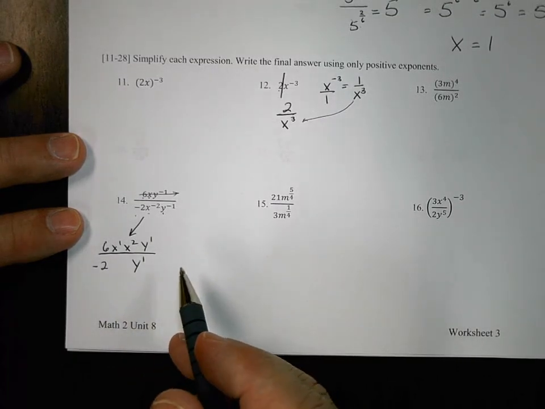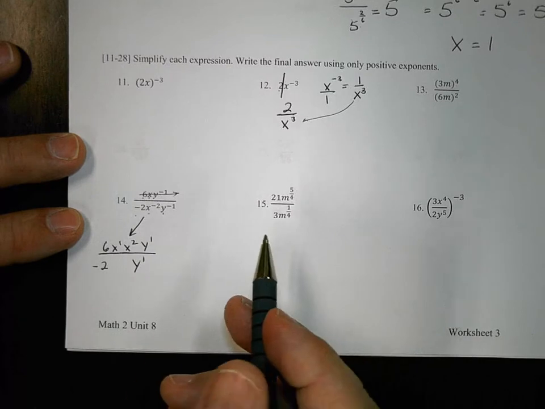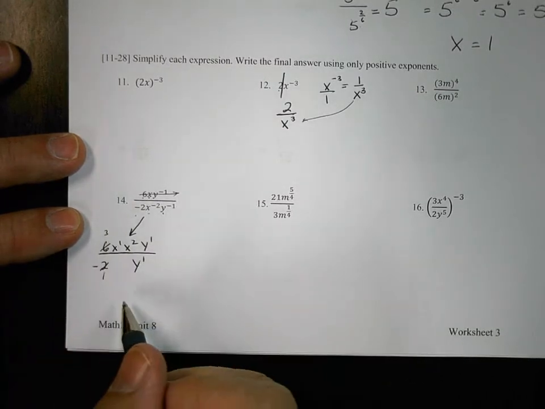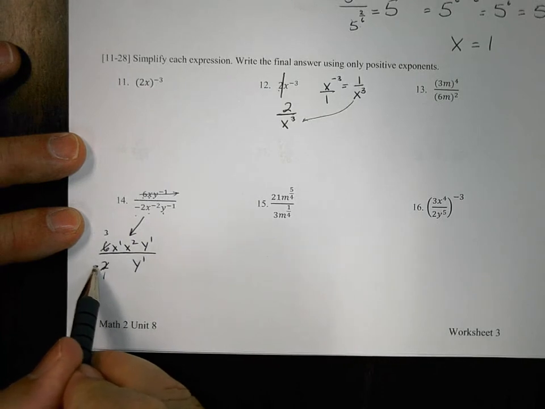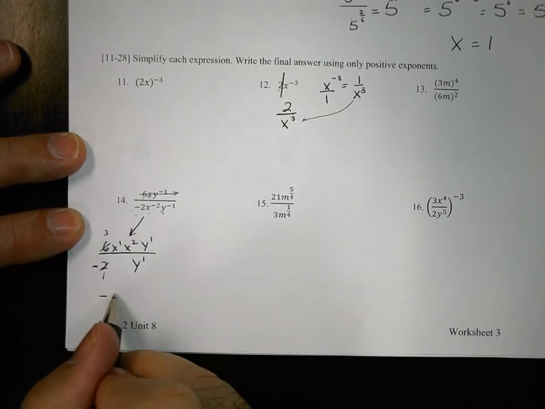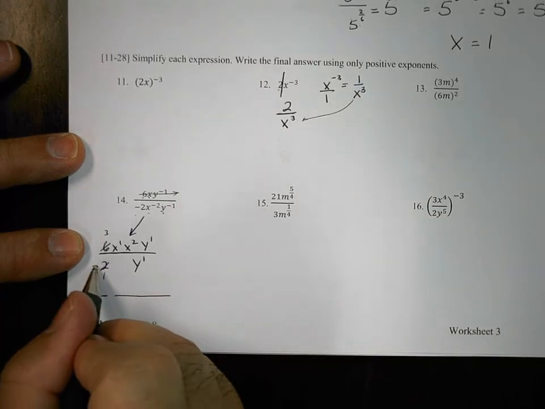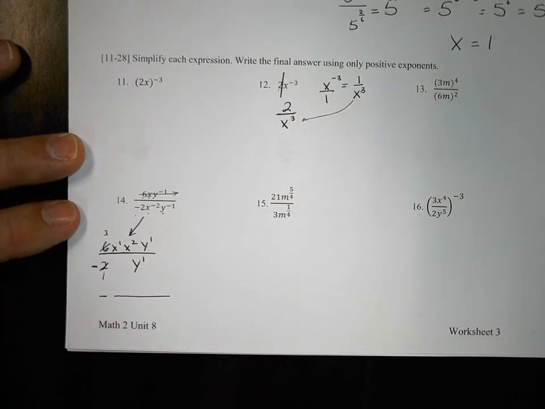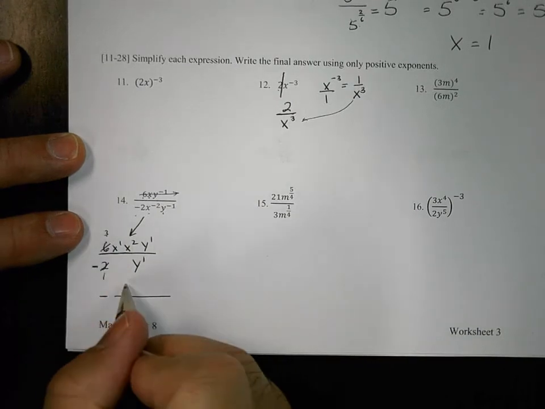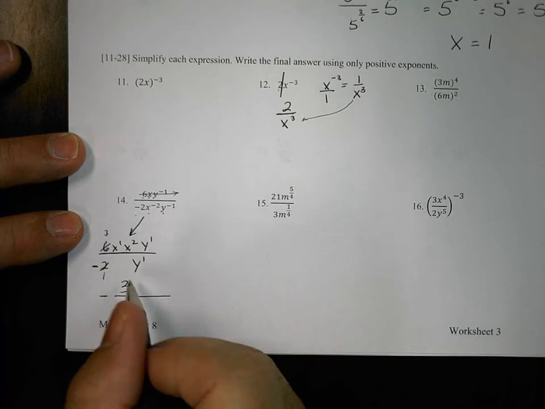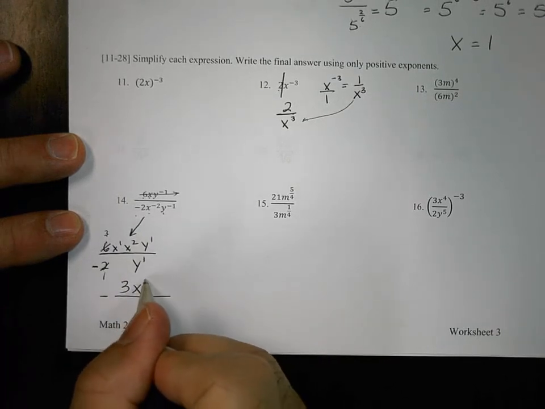So here I have 2 goes into 2 once and 2 goes into 6 3 times. So that I don't have this lone negative, I like to put it out front or on top. So I'm going to put it out front so we don't lose it, because just because we reduced doesn't mean it goes away. All right, so what do we have on top? We have the 3, and we have x to the first times x to the second, which is x to the third.